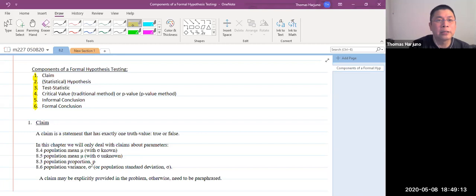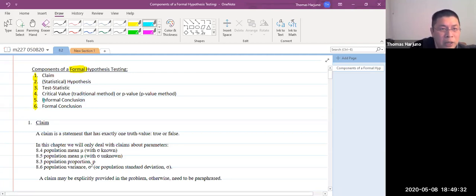It says here formal hypothesis testing because in reality, when you are submitting or reporting hypothesis testing, people will actually show these 6 steps, or at least 5 steps, because there are times those statisticians combine the last 2 steps. They may combine the last 2 steps, but for you, I want you to separate them.